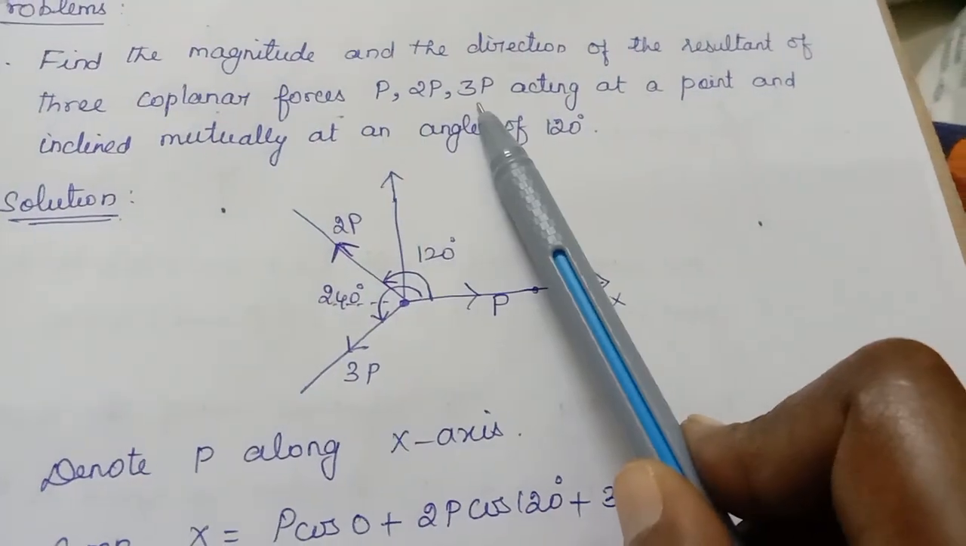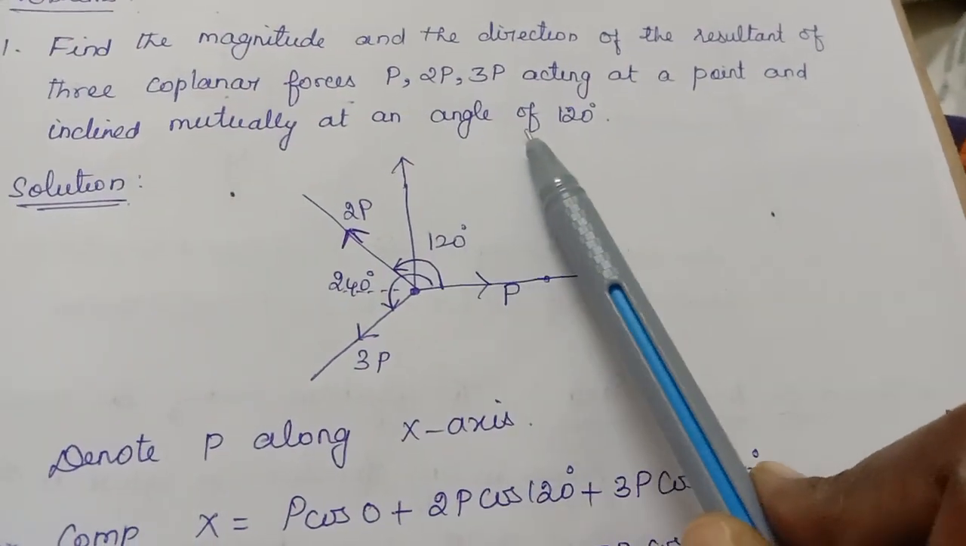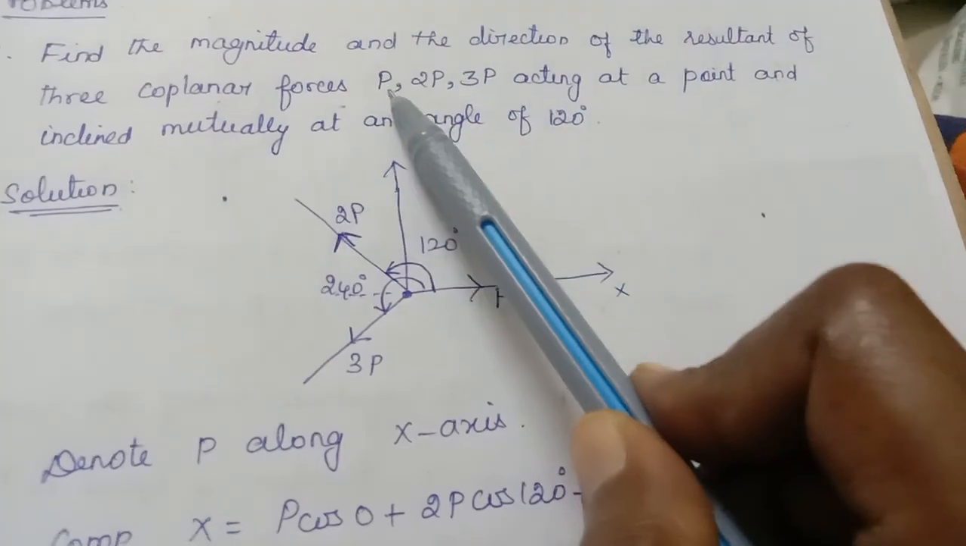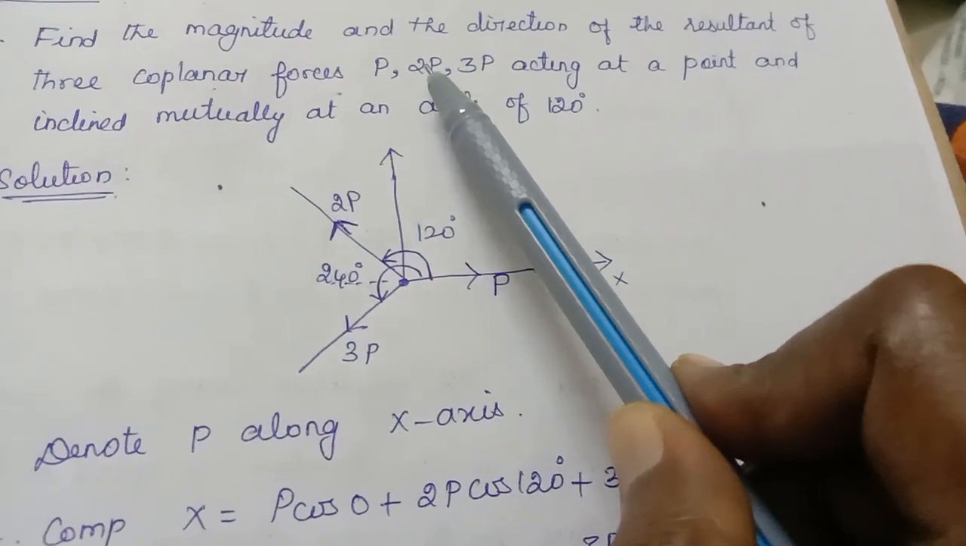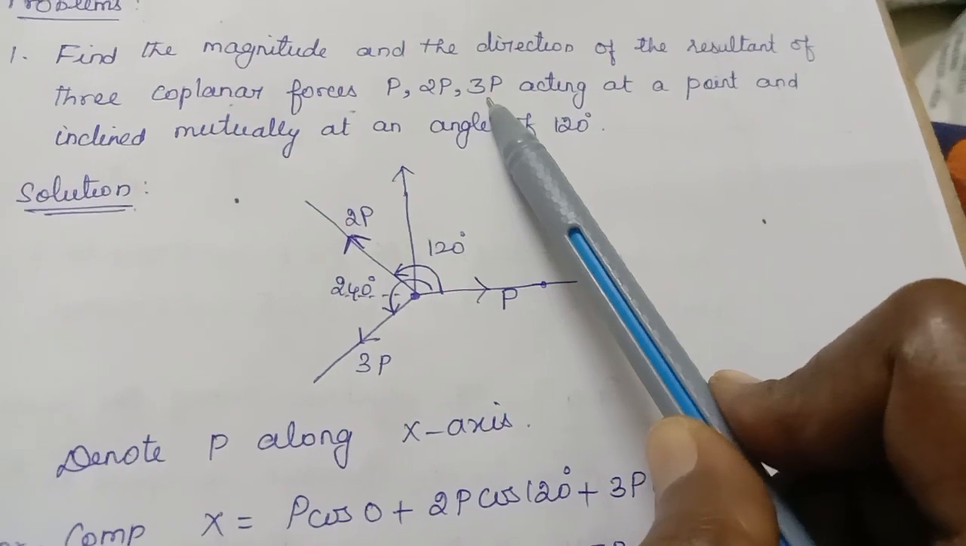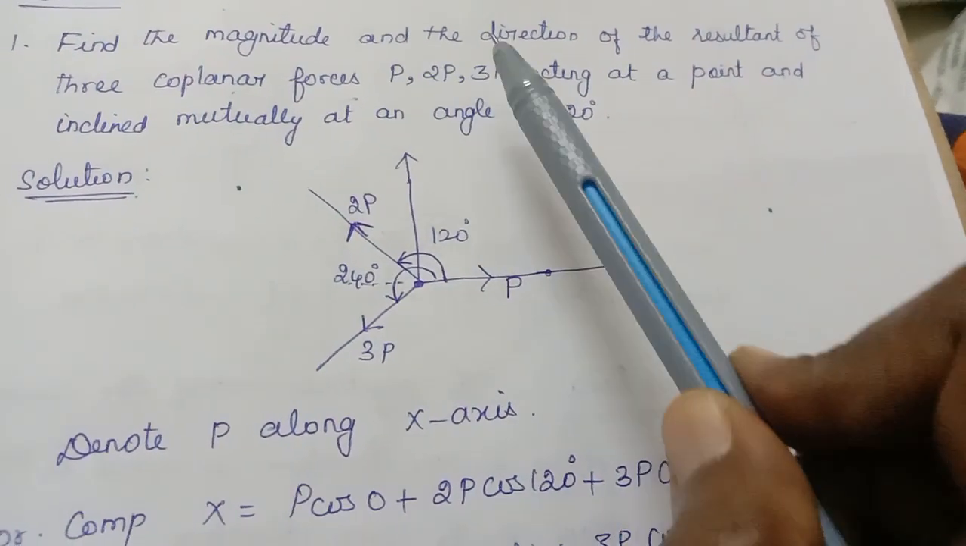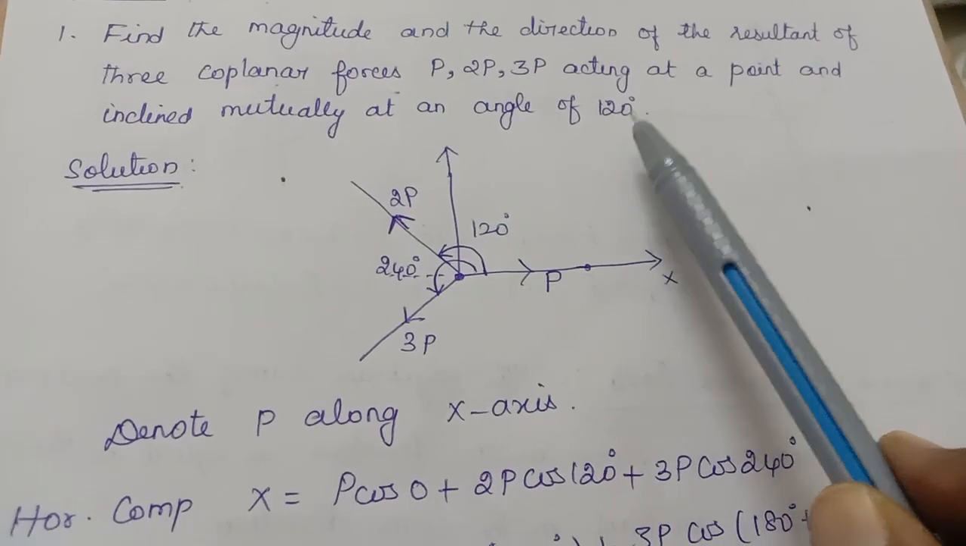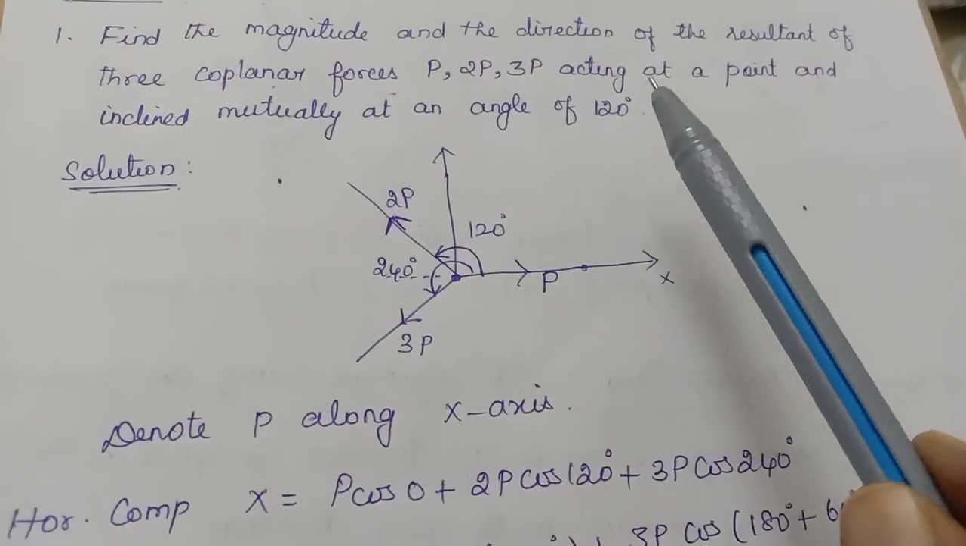So I have three forces acting at a point. What is the angle between the forces? 120 mutually. That means if you take any two forces, the angle between P and 2P is 120, the angle between 2P and 3P is 120, the angle between P and 3P is also 120. So whatever pair you take, the angle between them is equal to 120. Okay, this is what is given. We want to find the resultant.